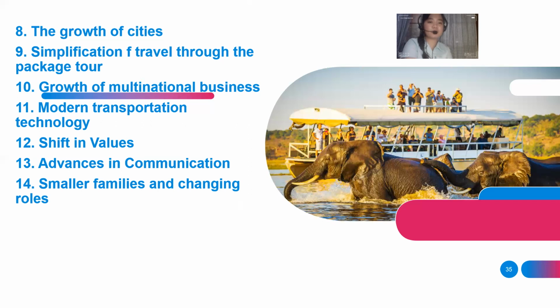Okay, next is modern transportation technology. Again, because there's already an improvement in transportation, it's much more convenient for the tourists to commute. So it encourages them more to travel. Before, there was less travel because the roads were not safe or there was no mode of transportation available. Or they could ride, but it would take days before reaching the destination. Now it's really fast.